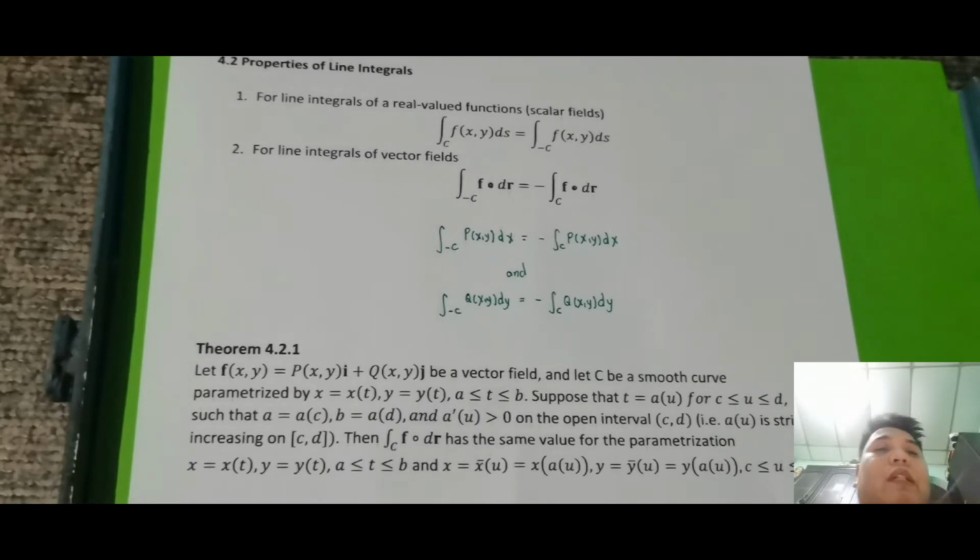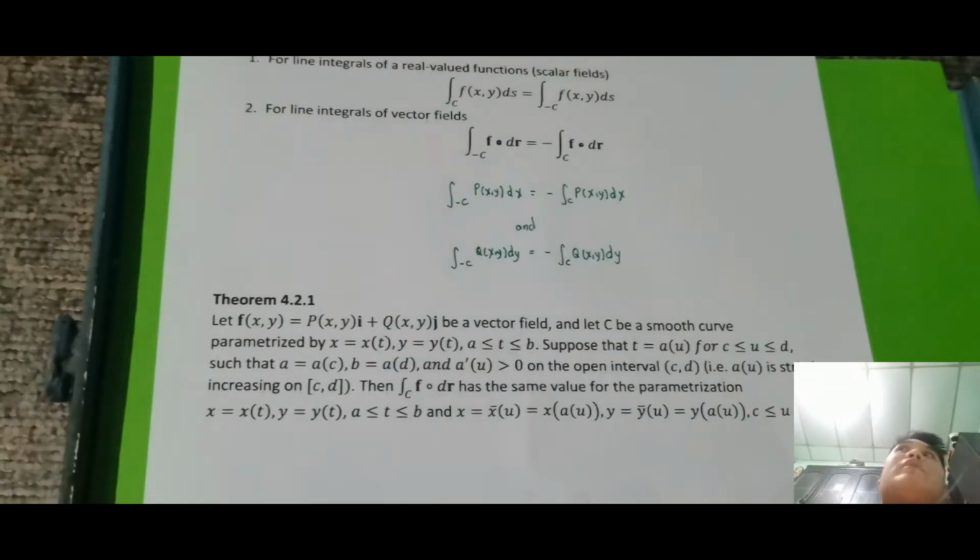Okay, so next is let's have a theorem. Tinuruan ko kayo mag-change of variable. Maraming type ng change of variable, it's either cylindrical, spherical, change of variable 2 dimension o 3 dimension using yung Jacobian matrix. So, syempre, dito rin siya. So let's say F of x comma y is equal to P of x comma y i plus Q of x comma y j be a vector field. So again, that is a vector field. And let C be a smooth curve. Lagi pinag-uusapan is smooth curve ha.